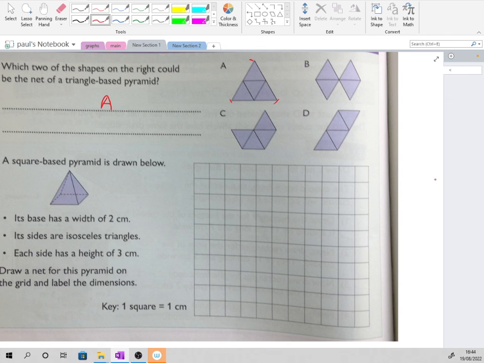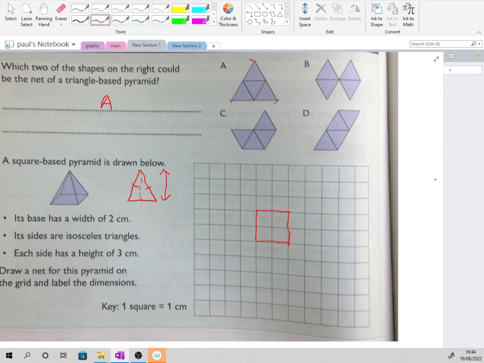A square base pyramid is drawn below. It has a base of this and its sides are isosceles triangles and each side has a height of 3. Draw the net. Okay, so again they've done one square is 1 centimetre, which is nice and handy. And remember, an isosceles triangle is where these two sides are the same as each other, and it says it has a height of 3, so that height is 3 there. So let's do the square base first. So that is 2 by 2.